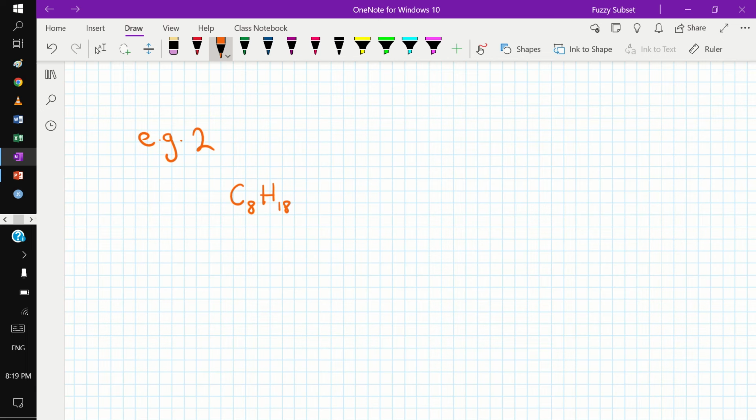So the first step is to write out the skeleton equation. So we're going to combine our hydrocarbon with oxygen gas, and that's going to produce carbon dioxide and H2O. All right, and it's always a good idea to leave a little bit of room between each of your species here.